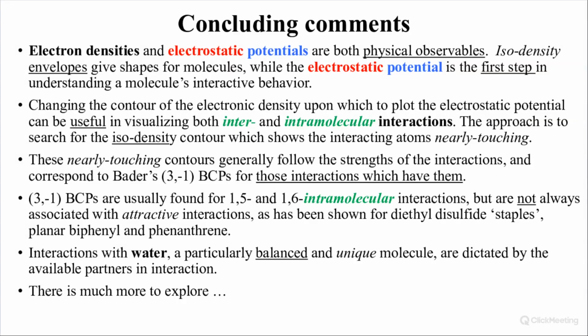And 3,-1 bond critical points are usually found for 1,5, 1,6, 1,7, 1,8 intramolecular interactions, but are not always present, and they're not always associated with attractive interactions. And finally, interactions with water, a particularly balanced and unique molecule, are dictated by the available partners in interaction. There is much more to explore.